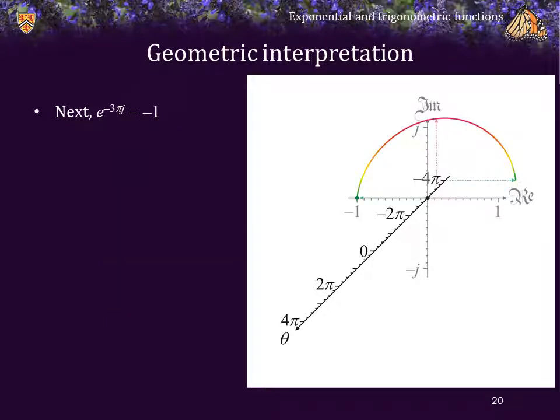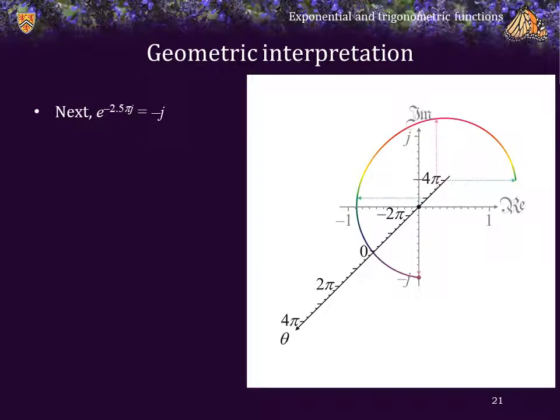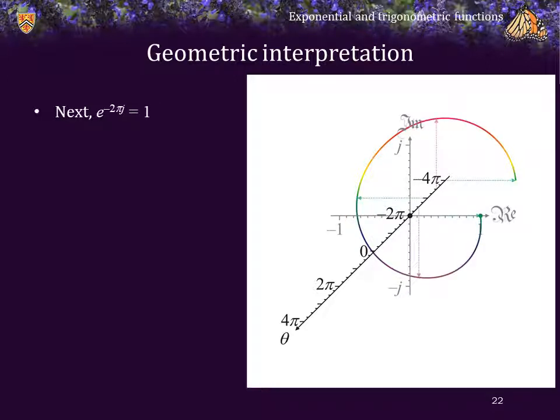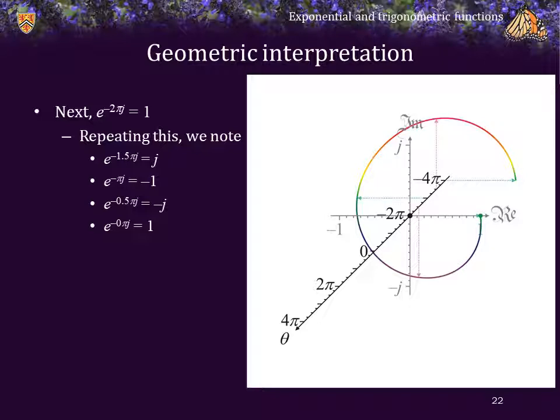Next, we see that e to the negative 3 pi j is equal to negative 1, and thus this point is highlighted with green again. E to the negative 2.5 pi j is negative j, and so we plot that point relative to negative 2.5 pi directly beneath it. Next, we see that e to the negative 2 pi j is equal to 1 again.